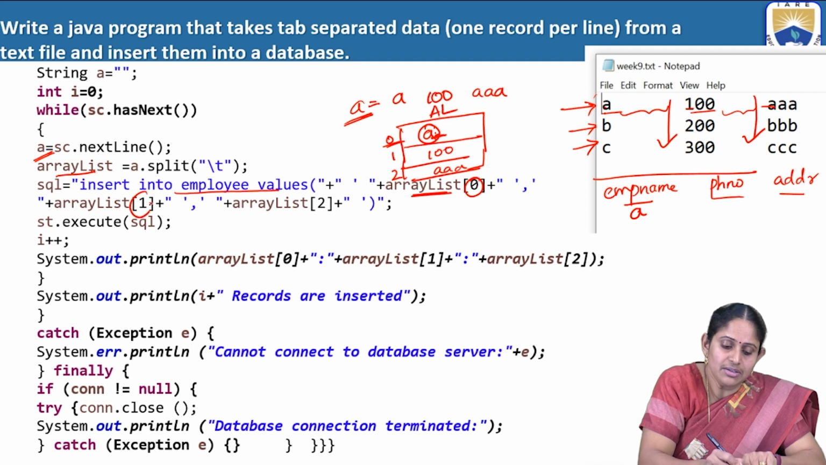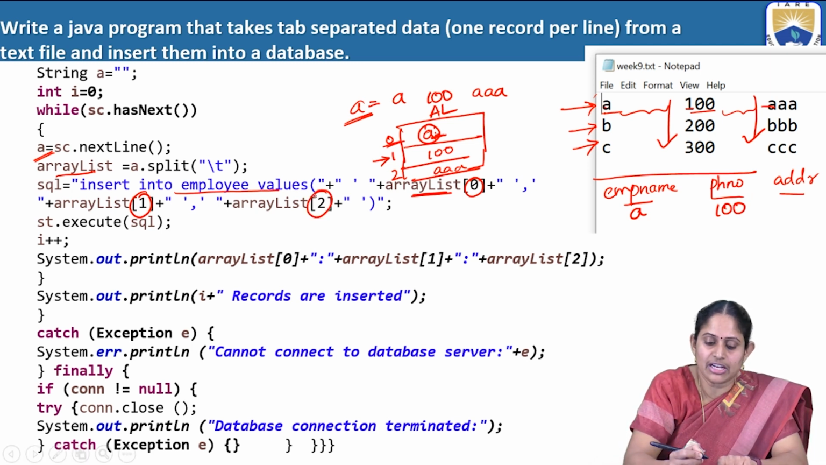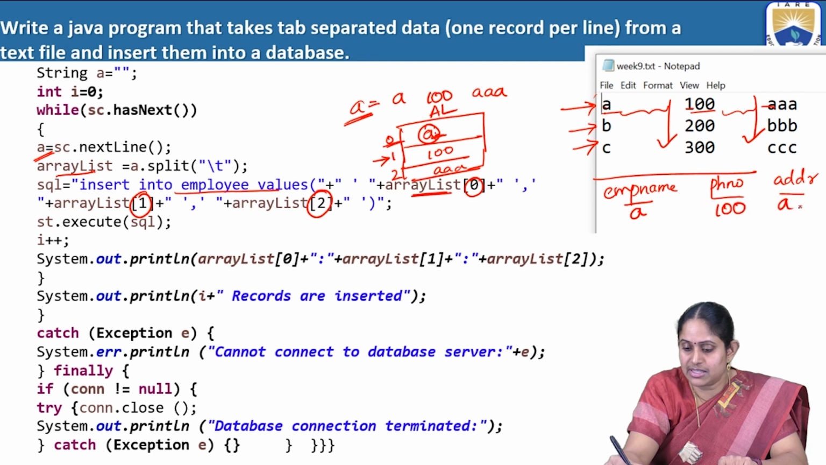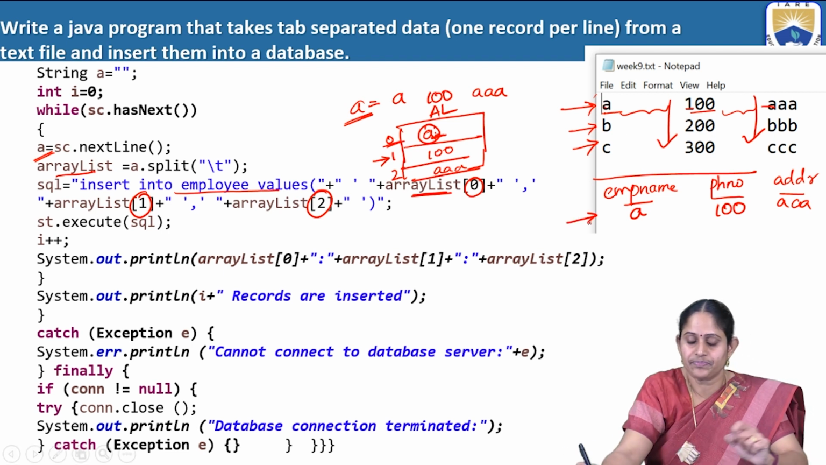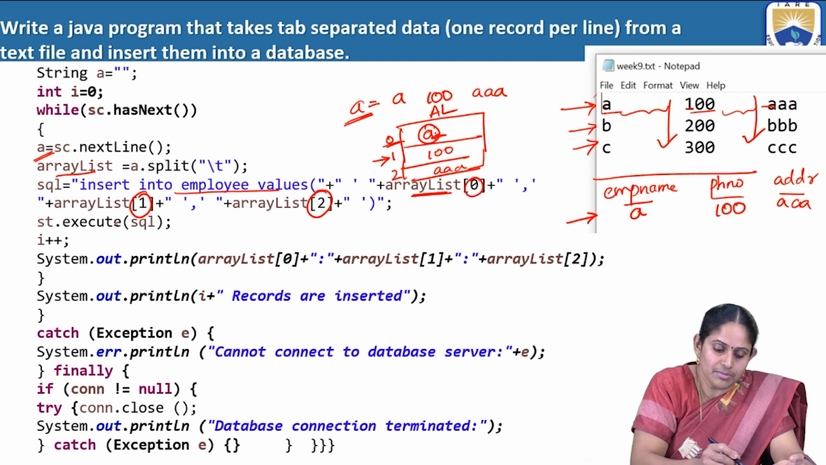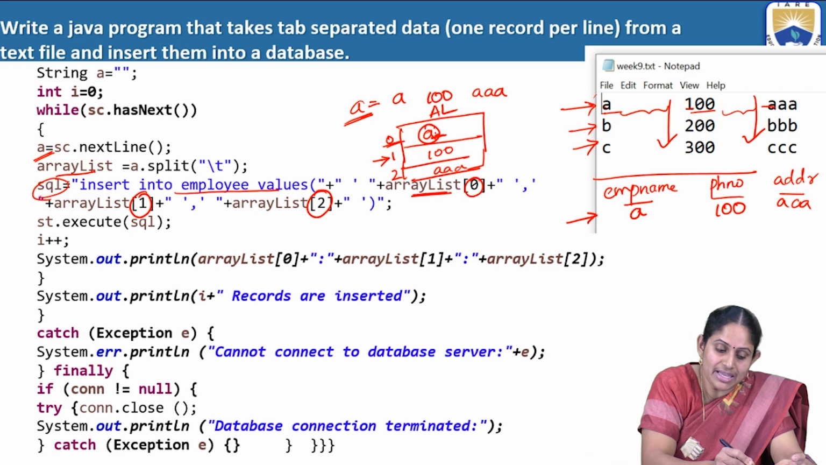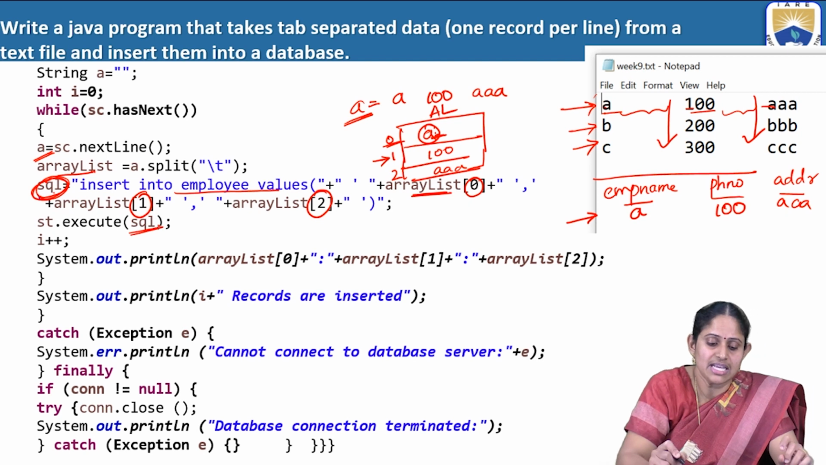Then we are inserting the first index value, that is 100. So 100 will come here, and then we are inserting the second value of the array list, that is AAA. So we have the address over here. So the first row of the file is inserted into the database. We are making this as a SQL statement. We are storing this SQL query as a string in this SQL statement, and that SQL statement is executed.